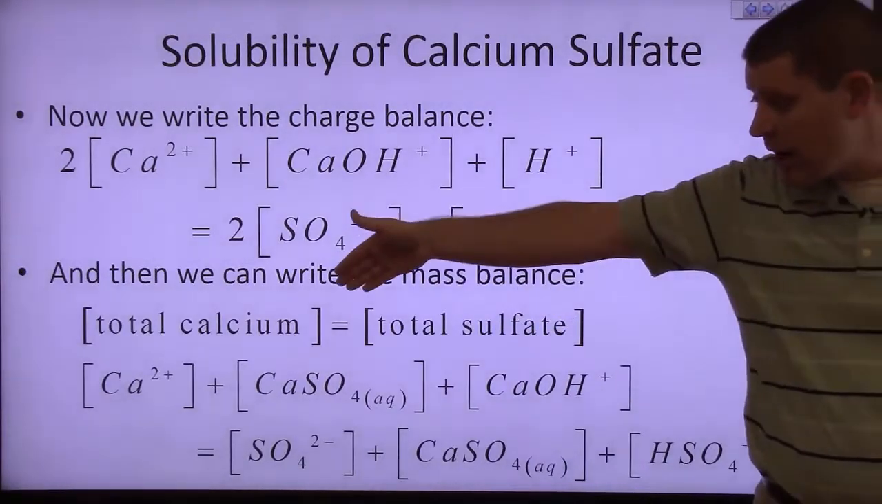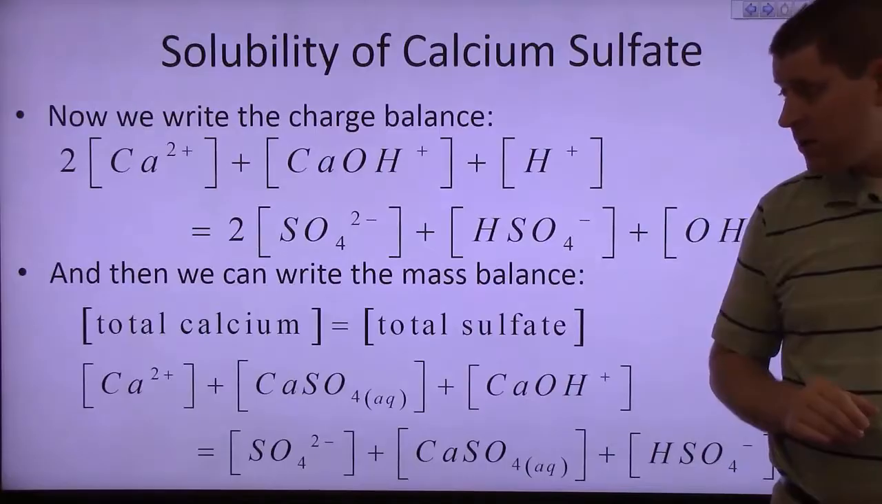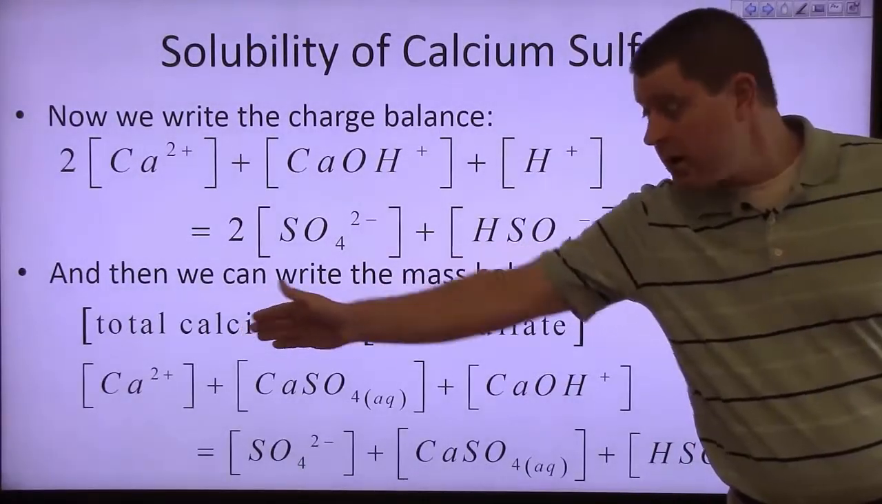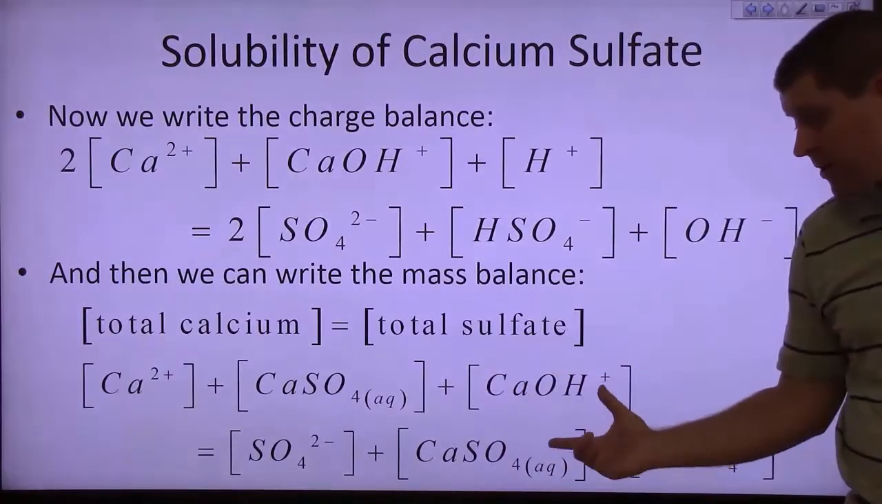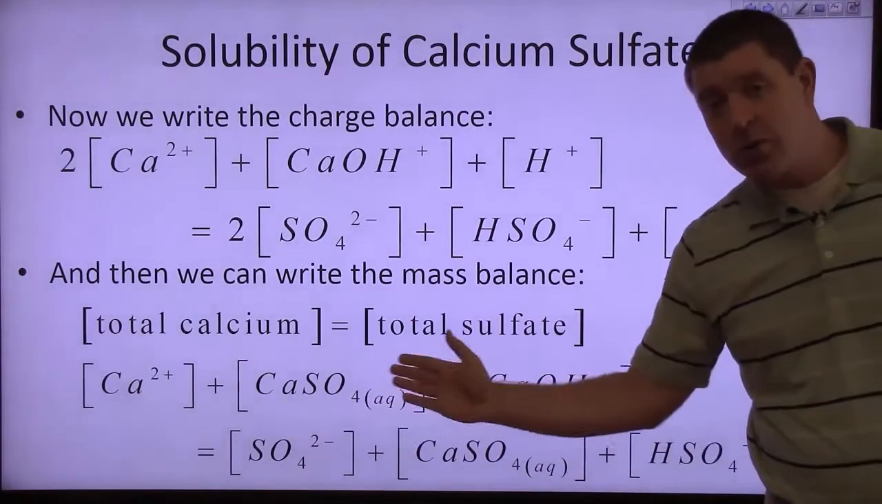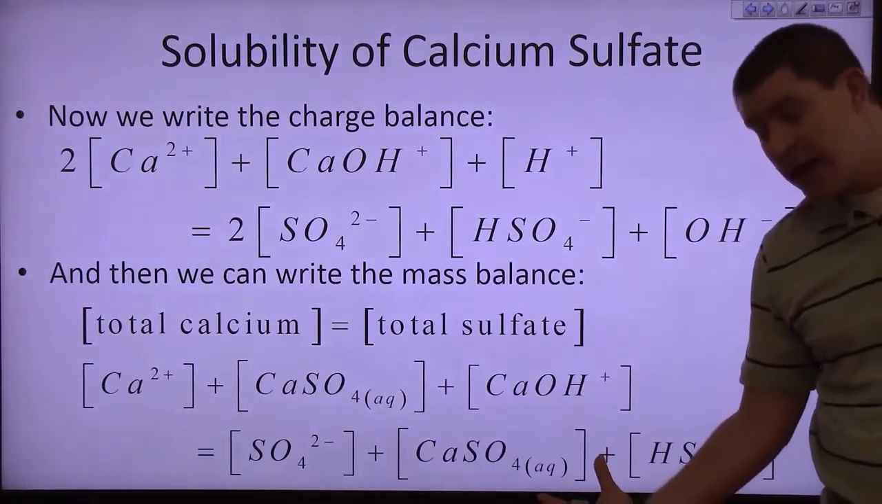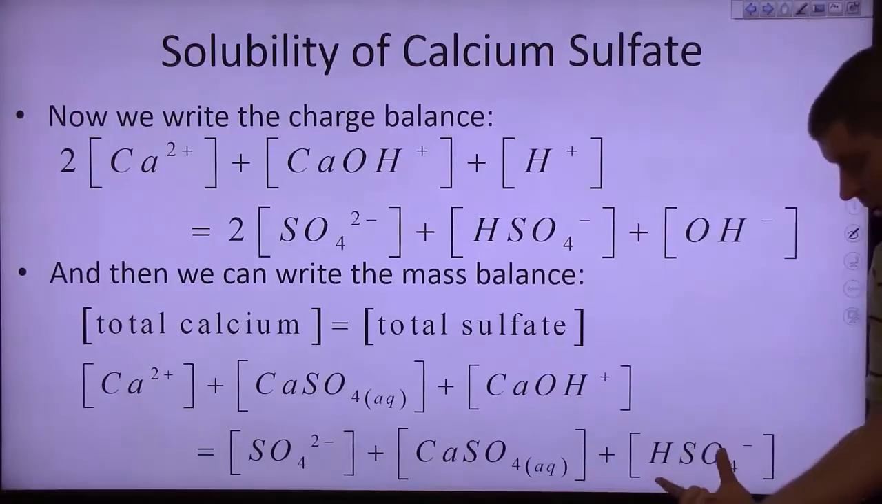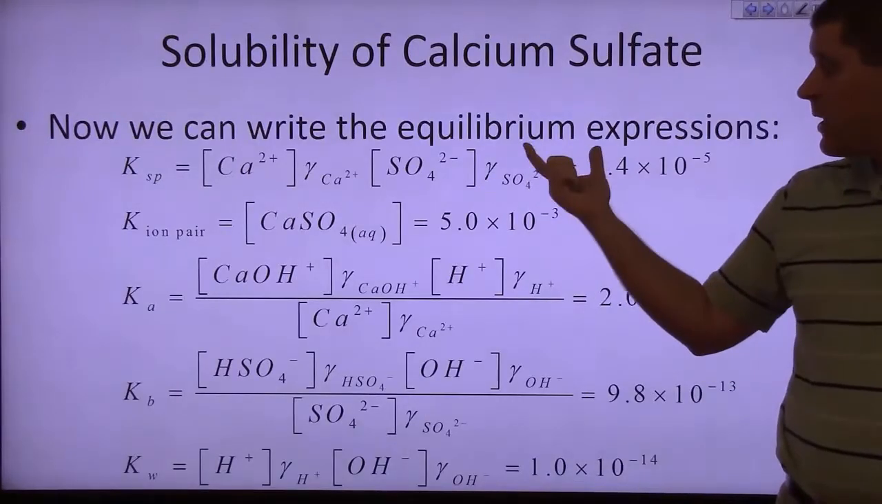We know the total calcium concentration must be equal to the total sulfate concentration. So the concentration of calcium ions plus the concentration of our ion pair calcium sulfate plus the concentration of our calcium hydroxide complex must be equal to the concentration of our sulfate ion plus the concentration of our calcium sulfate ion pair plus the concentration of our monohydrogen sulfate. So now we can write the equilibrium expression.